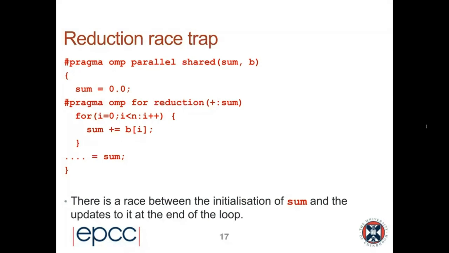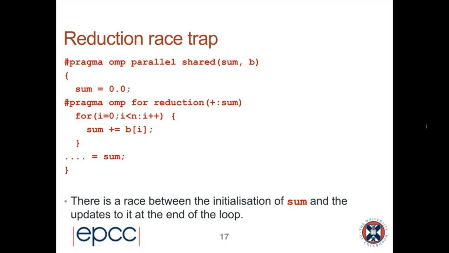So it looks harmless, but technically it's a race condition. What can actually happen is that one thread initializes sum to zero, goes all the way through the iterations of the loop, adds its partial result into the original storage for sum, and then sometime later, one of the other threads sets it back to zero again. So there's a potential race between initializing sum and the implicit updates that occur as part of the reduction at the end of the parallel loop.